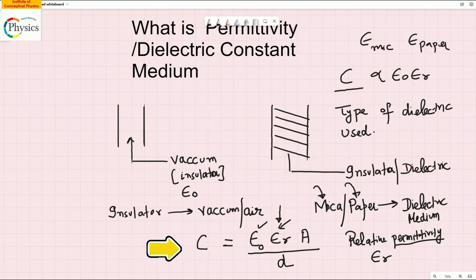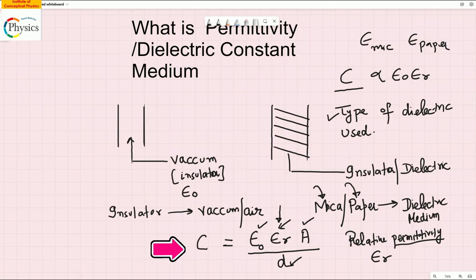What is permittivity? What is dielectric constant? I have not defined it, but I'm telling you it has something to do with the property of the material. So capacitance is dependent on three things: the area of the parallel plate capacitor, the spacing between them, and of course the type of material or the type of dielectric you will use.